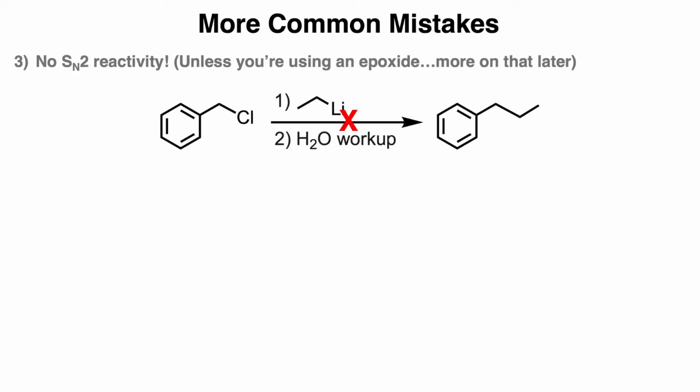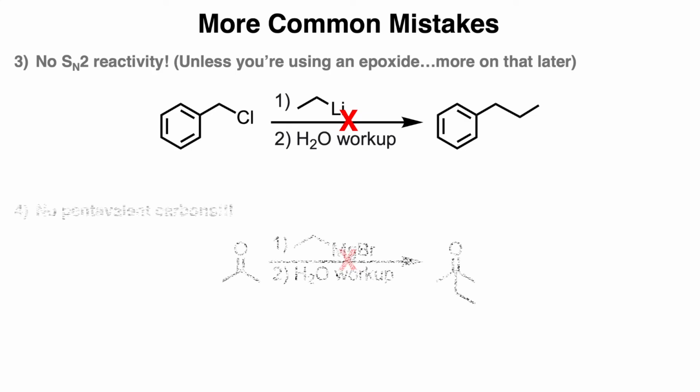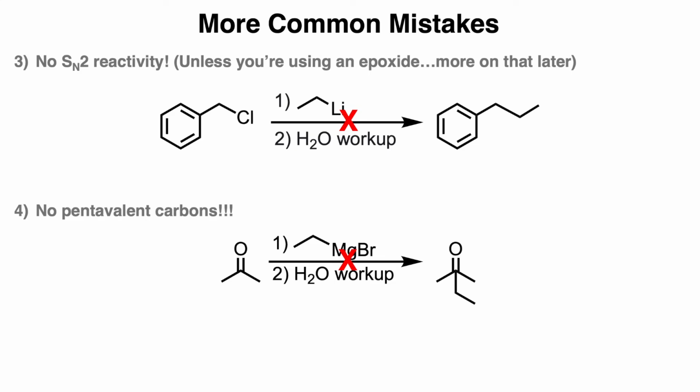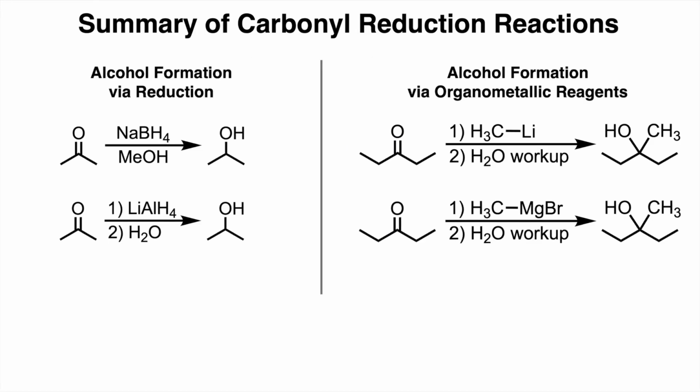Another common mistake is that you cannot use an organometallic reagent for SN2. It's a different type of nucleophile that does not react with alkyl halides through an SN2 mechanism. And lastly, make sure that your carbon atoms never have more than 4 bonds, and that goes for any type of organic reaction, not just organometallic ones. Pentavalent carbons are a no-no.